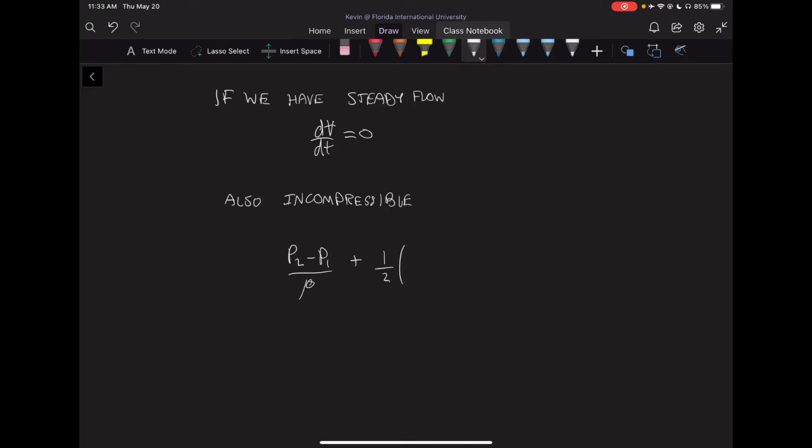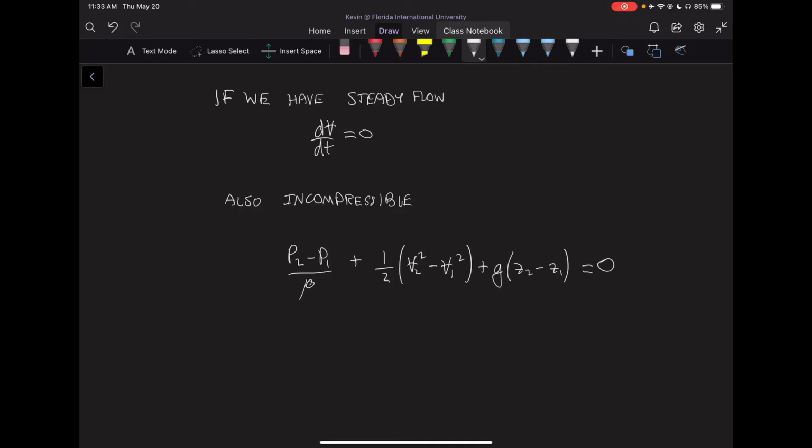So we have a full equation that looks something like this now. So it's (p2 minus p1) over rho plus 1/2 (v2 minus v1) both squared, times g (z2 minus z1) is equal to 0.